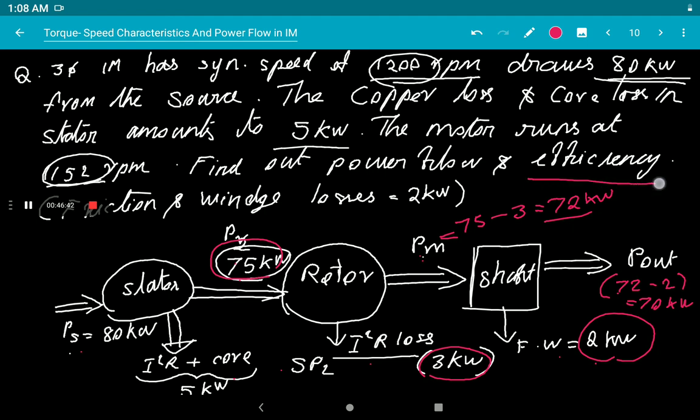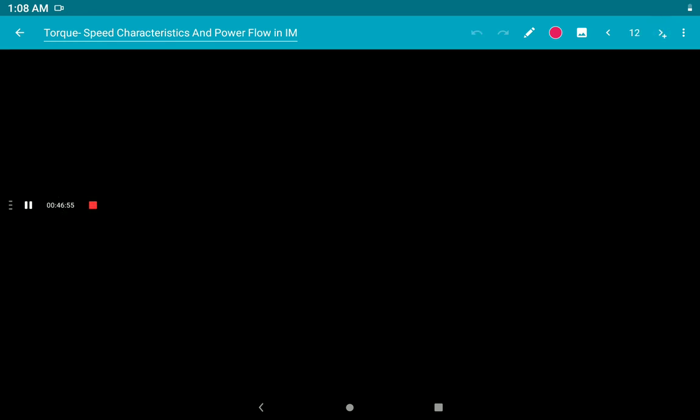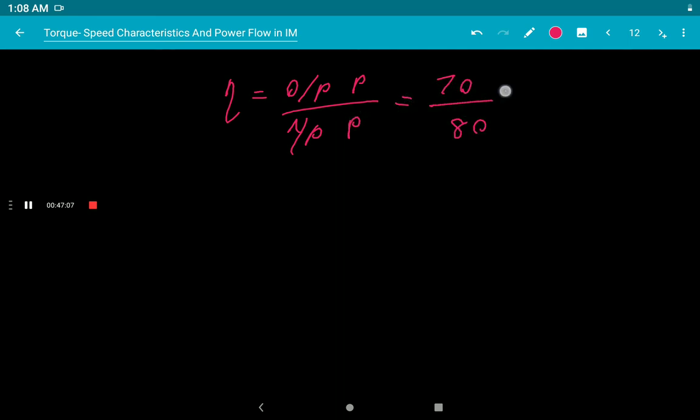Now you have to find the efficiency also. Power flow you have found, now you have to find out efficiency. So how can you find out efficiency? You know the output and input of the stator. Then efficiency is equal to output power divided by input power. That is equal to 70 divided by 80 into 100, that is equal to 87.5% or 88%. Okay. Thank you.